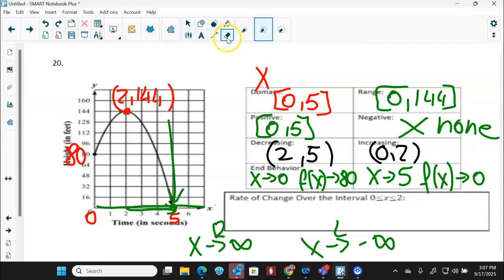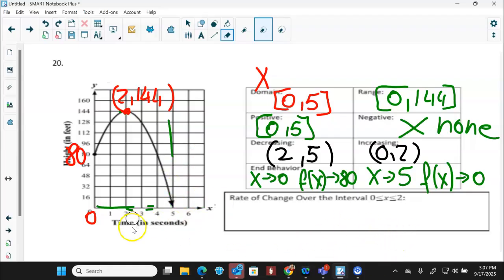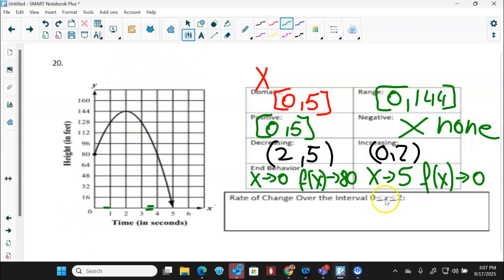Now the rate of change, of course, is our slope. So once again, we're going to look right here. For our slope, we're going to find the interval, that means the area. Right here is between 0 and 2, so between these 2 points. We're going to find these points. That's your highest point, which is (2, 144), and then your starting point, which is (0, 80).